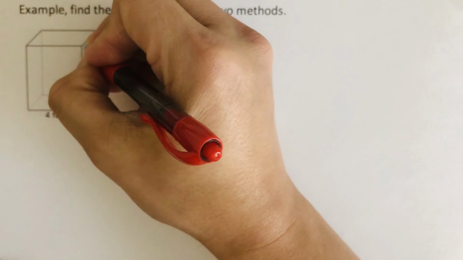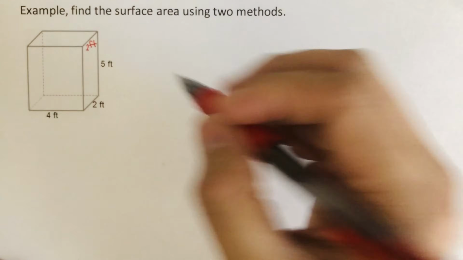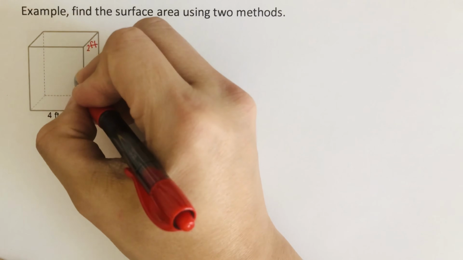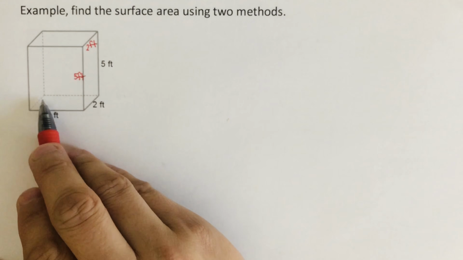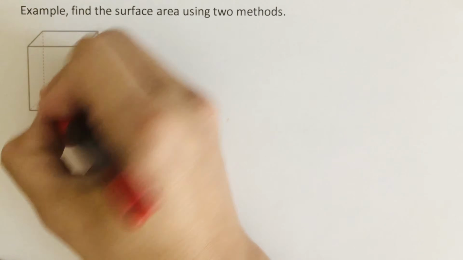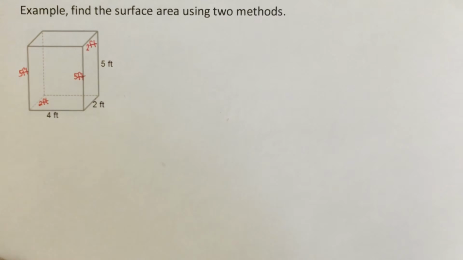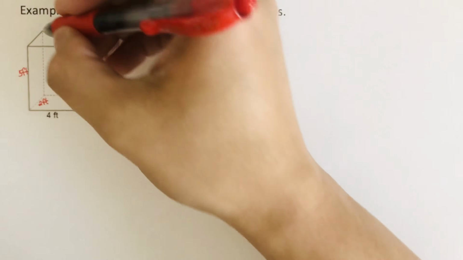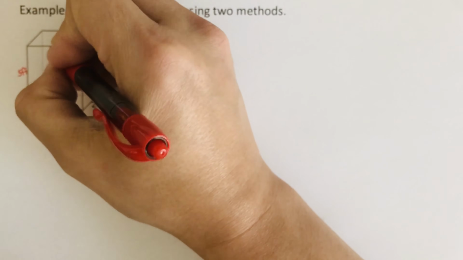So this one right here is also 2 feet because these parts correspond. This would also be 5 feet here because these two correspond. And then in here, this would be another 2 feet. And then the height here would also be 5 feet, because they correspond, they're congruent. So in this part right here, this would also be 4 feet.